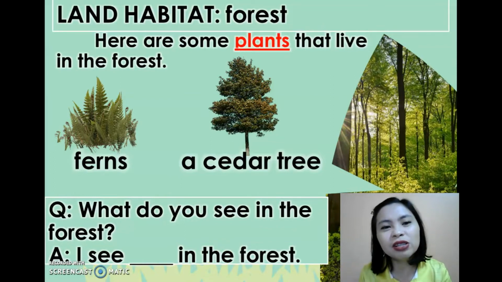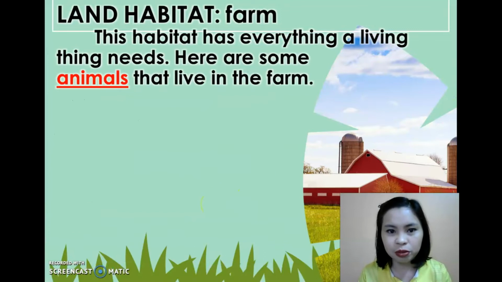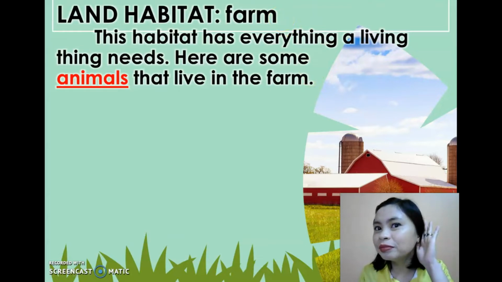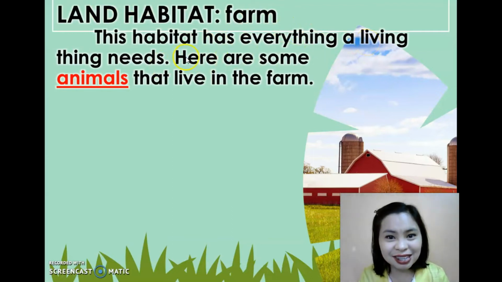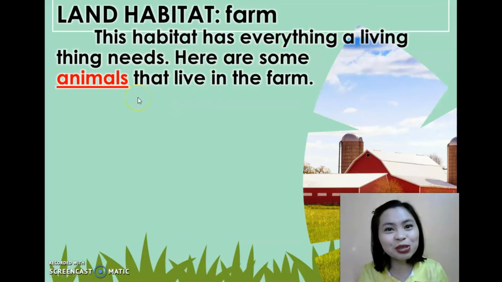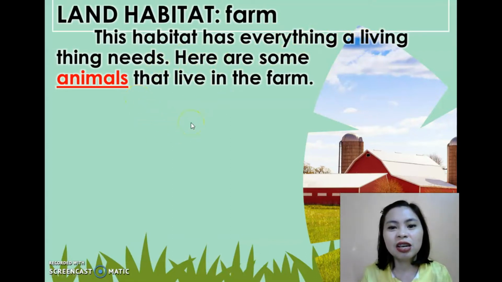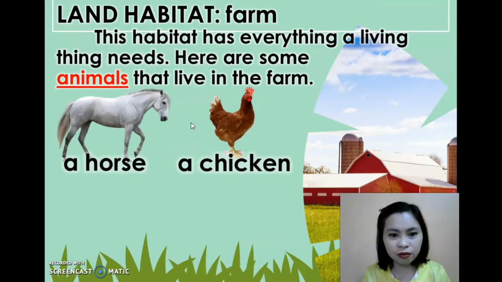Okay. Let's move on to another habitat. That would be farm. One more time. Farm. Your turn. This habitat has everything a living thing needs. Here are some animals that live in the farm. A horse and a chicken.